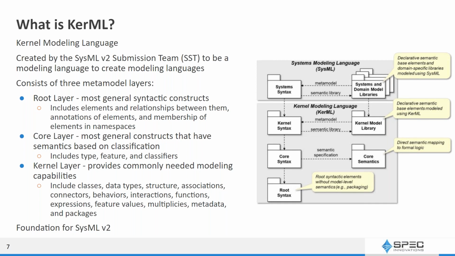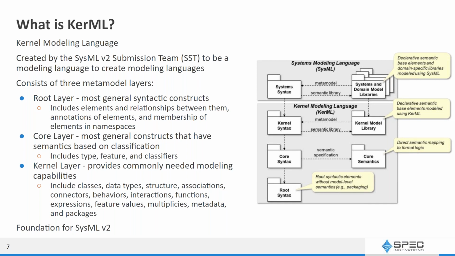So the base layer is called the root layer. It is the most general syntactic constructs, which includes the elements and relationships between them, annotations of elements, and the membership of elements in a namespace. The next layer up, a little bit more specific, is the core layer, and it consists of the most general constructs that have semantics based on classification, which includes the type, feature, and classifiers.